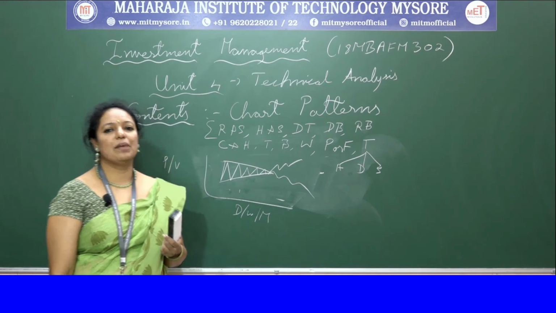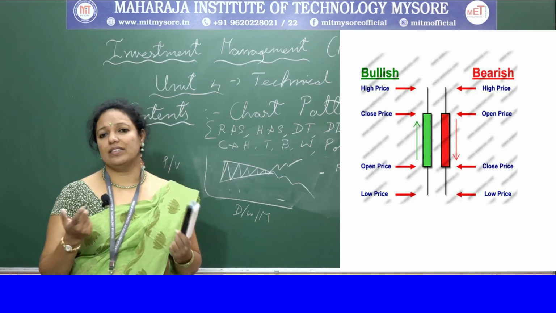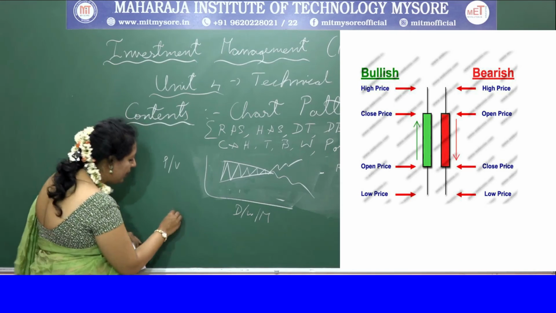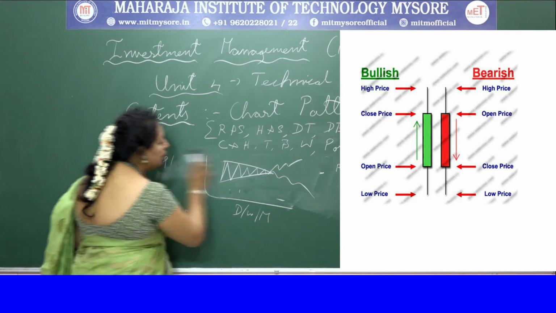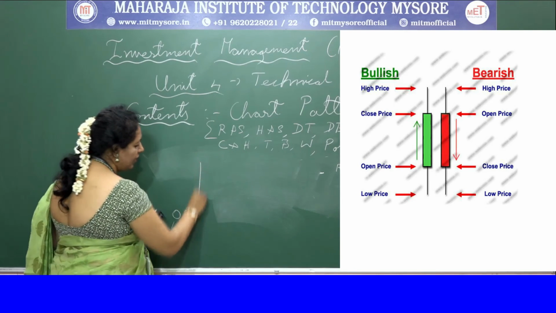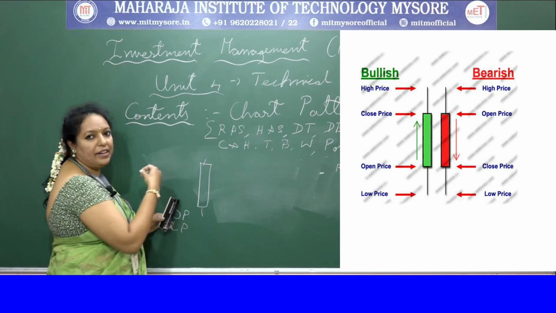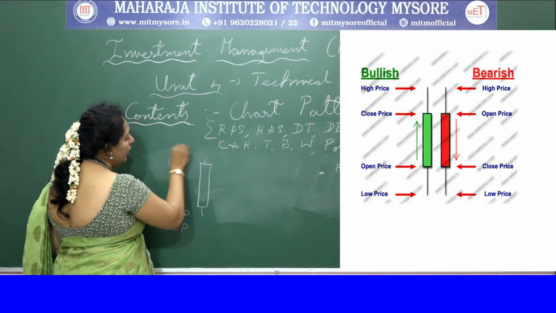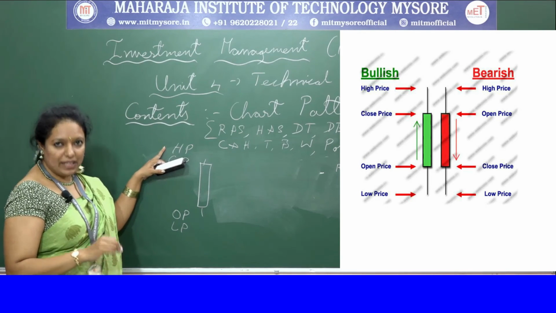So normally when we say bullish market, the prices are high. Whenever you end the market, it will be a high price, like the closing price will be a high price. With the candlesticks, the opening price will be the low price and the closing price will be the high price.